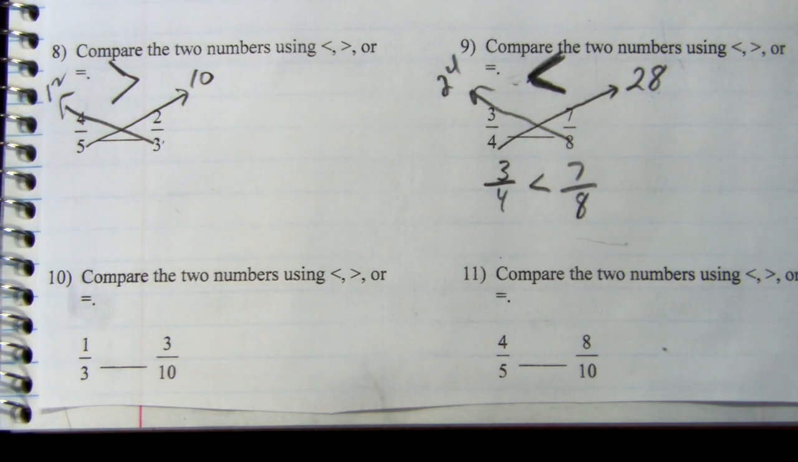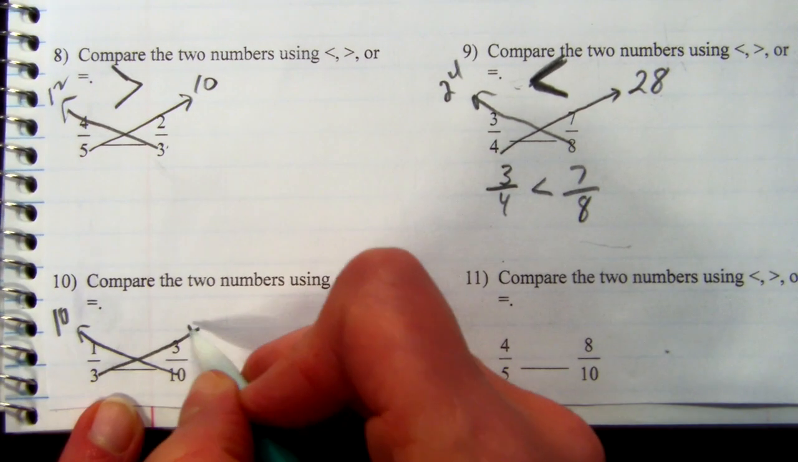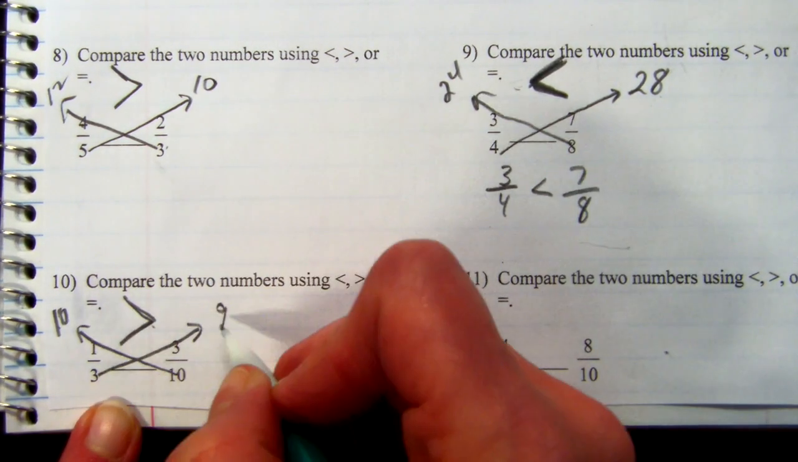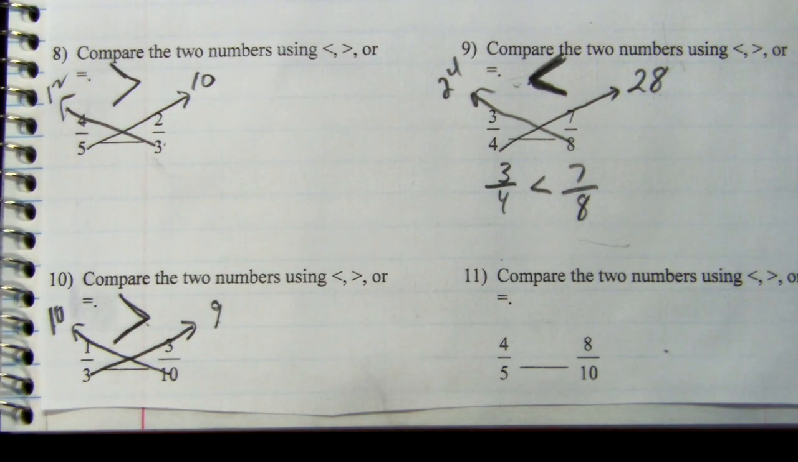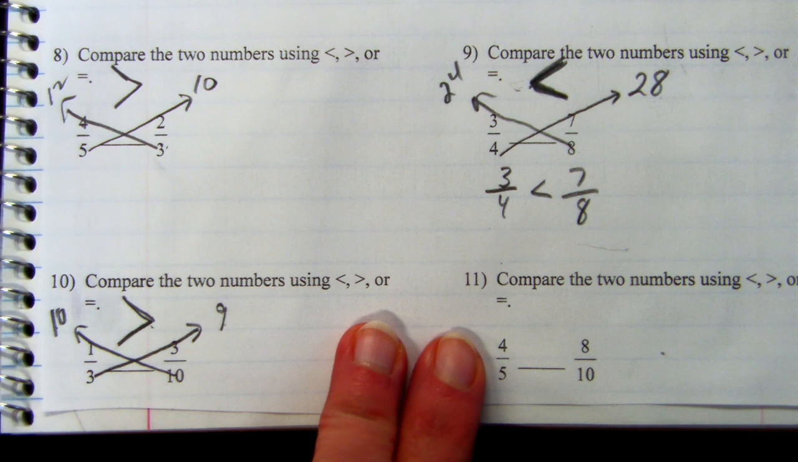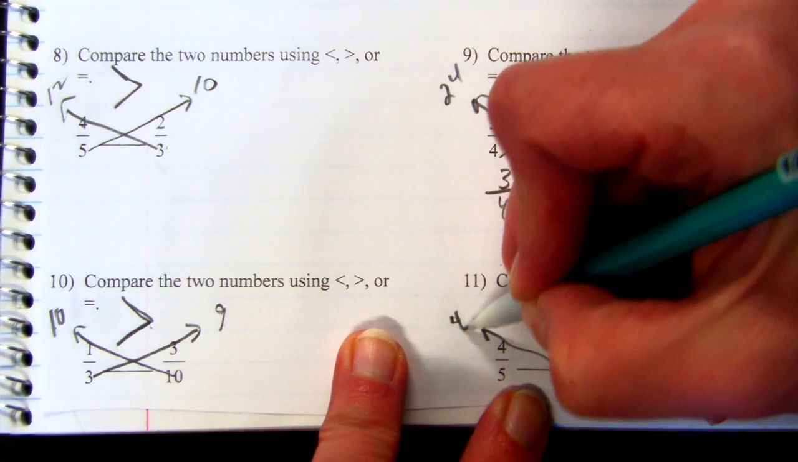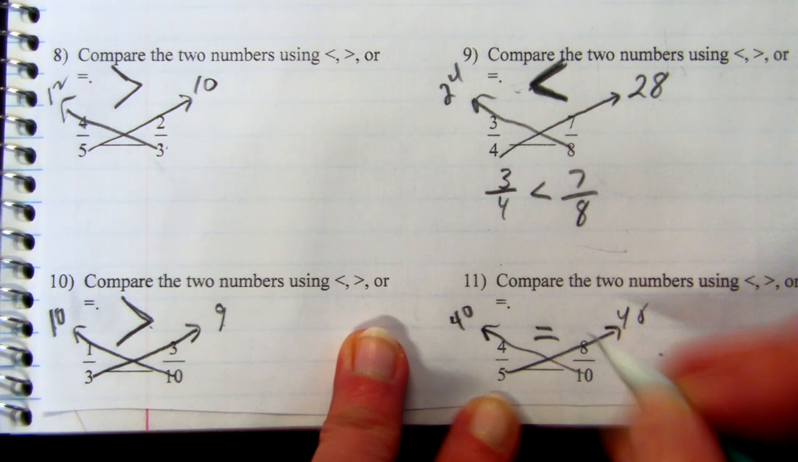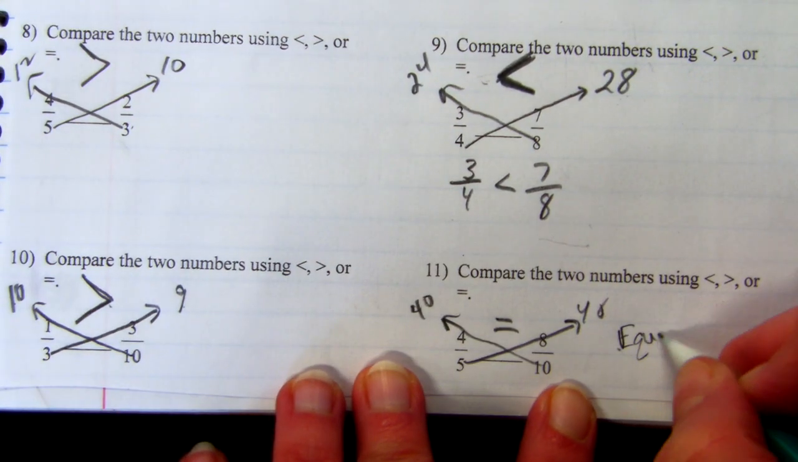Okay, so let's look at number 10. So I'm going to take 10 times 1, so hopefully that's easy, 10. And then 3 times 3 is 9. And so this is going to open this way. 10 is greater than 9, which means that 1/3 is greater than 3/10. And then on this last one, 10 times 4 is 40, and 5 times 8 is 40. And that means these are equal. So what that actually tells me is that these are equivalent fractions.